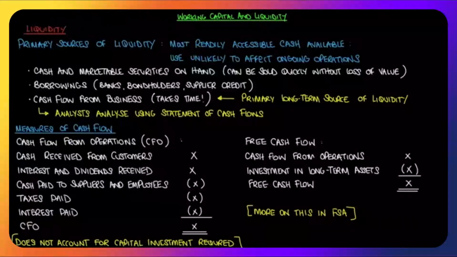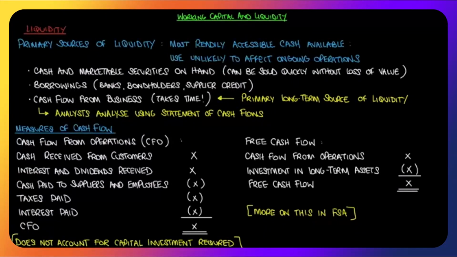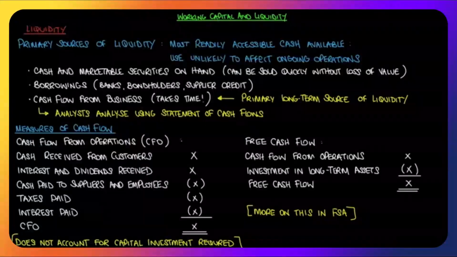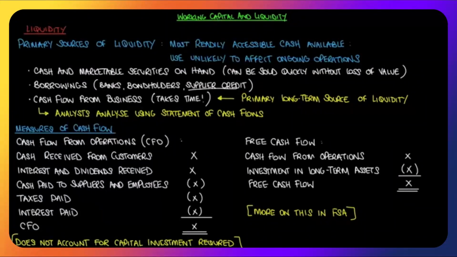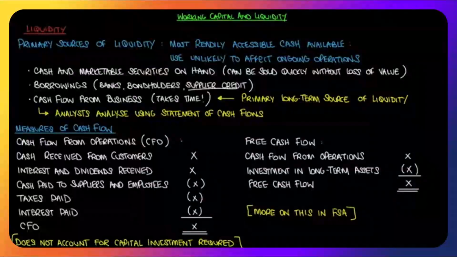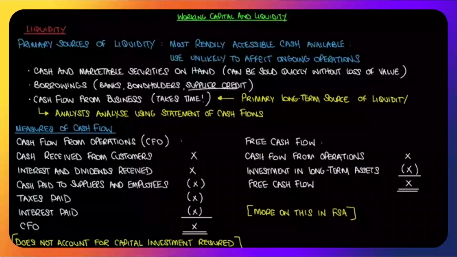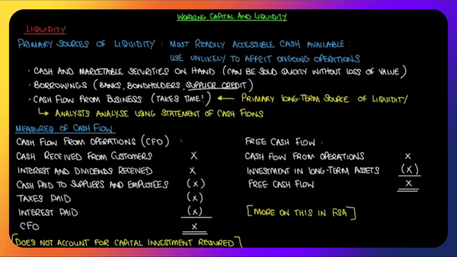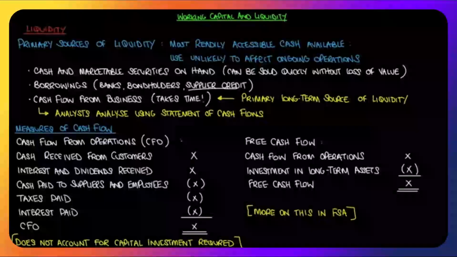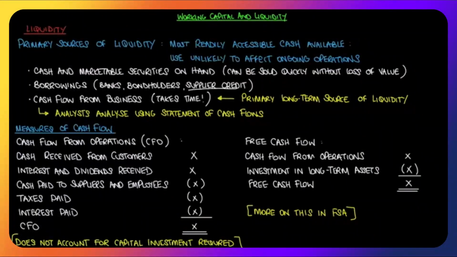Borrowings. You've got bank borrowings, you've got bondholders who invested, you've got supplier credit. Remember, we looked and analyzed supplier credit in the last LOS. And you have cash flow from your business. That, hopefully, is your primary long-term source of liquidity. You generate cash from your business model, from your cash conversion cycle.